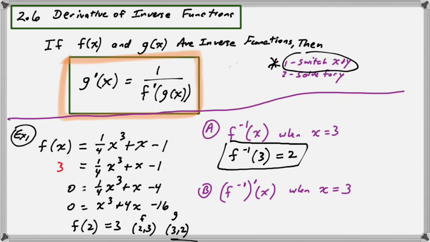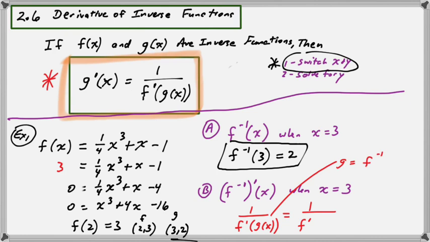Now, we learned for part B, I believe, a rule. I think it was this rule right here, actually: 1 over f prime of g of x. So that's going to be 1 over f prime of what? The inverse. The g is the inverse. So g is the inverse, and we want it at 3. So would that be f prime of 2, I believe? So what would that be? What is f prime of 2?